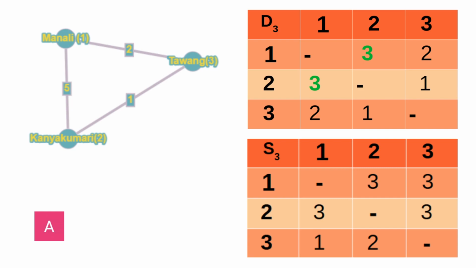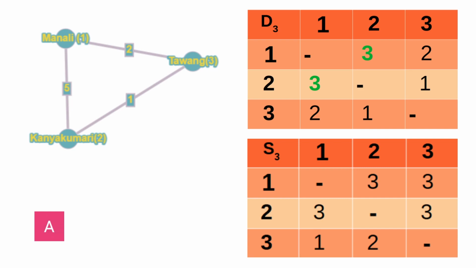So here the value of S3 from 1 to 3 is 3. That means the shortest route between 1 to 3 is 1 to 3 only. Similarly, the route between say 2 to 3 is 3 itself. So the shortest route between 2 to 3 is 2 to 3 only. We need not go via another vertex. But let's look at the value of 1 to 2. So the value of 1 to 2 is 3 and not 2. Hence, the direct route 1 to 2 is not the shortest.